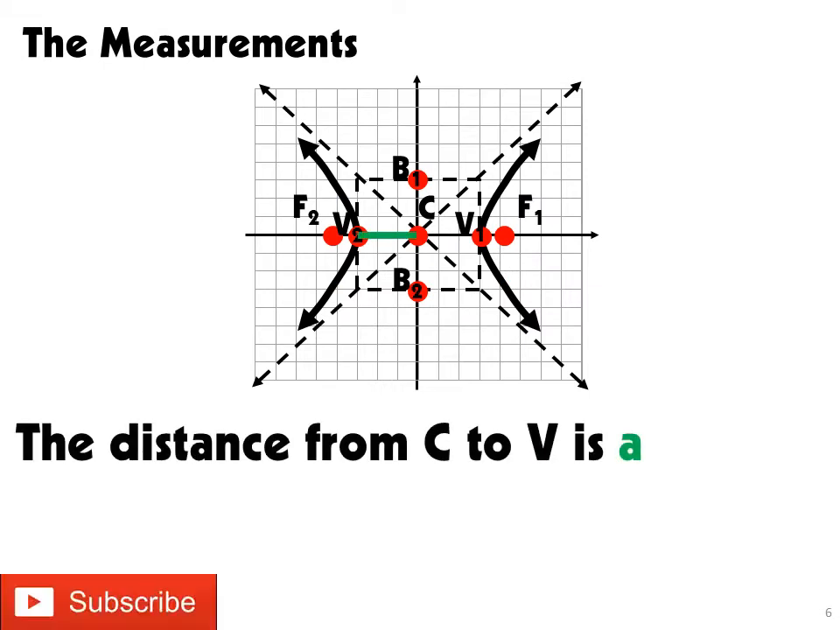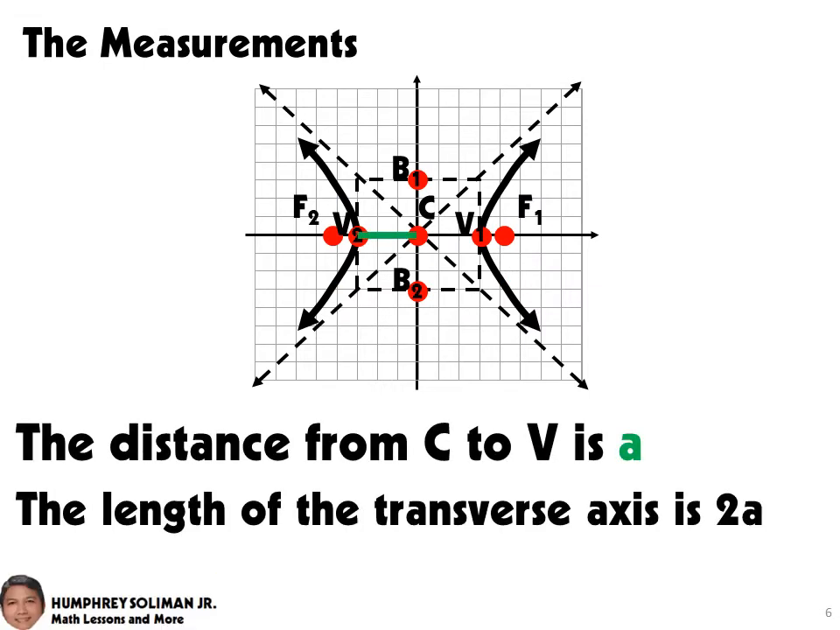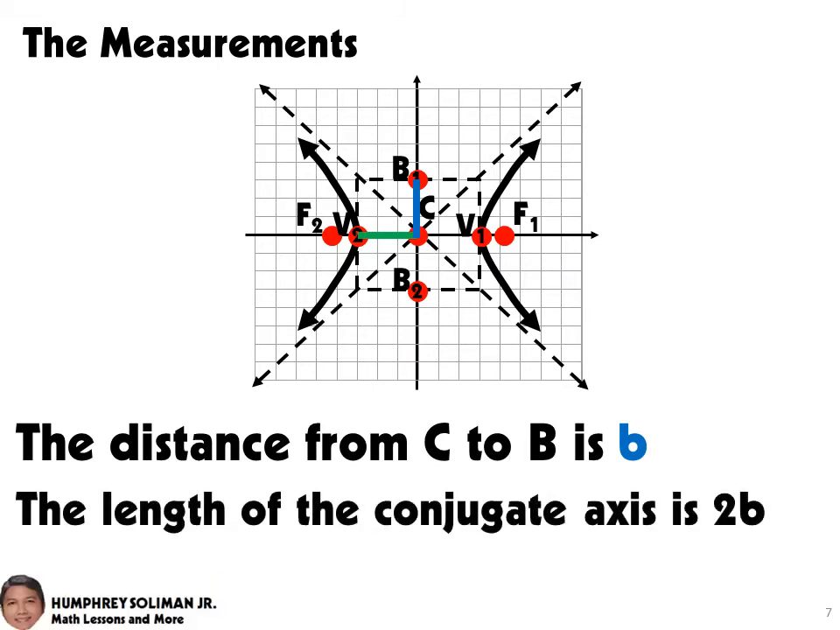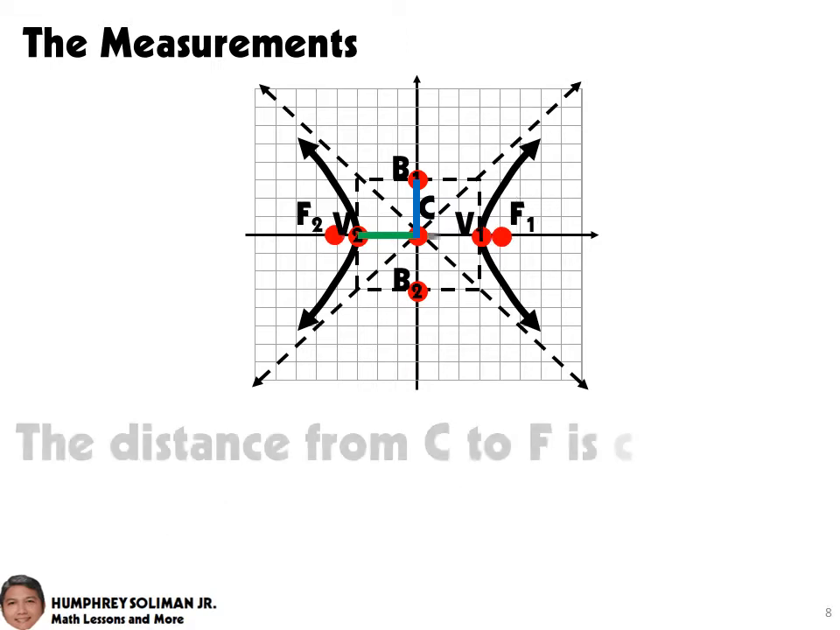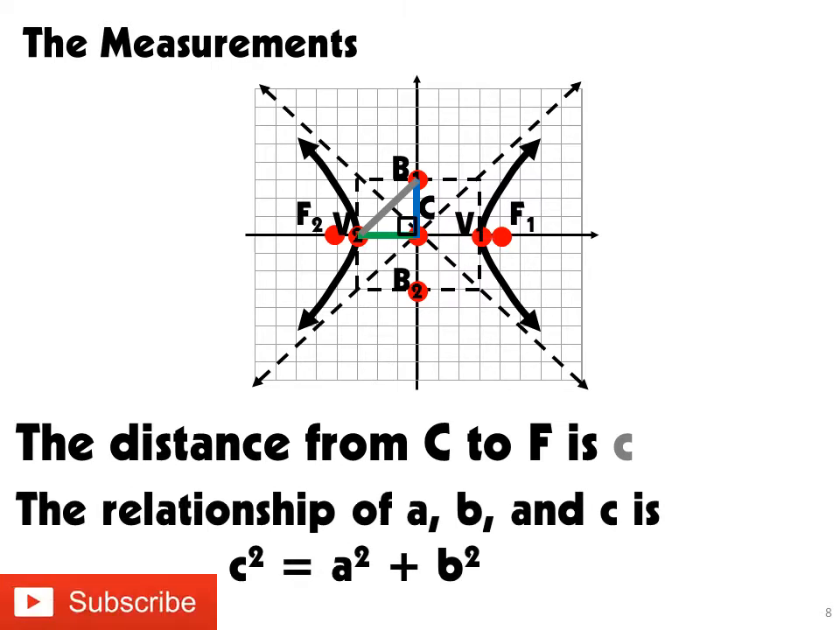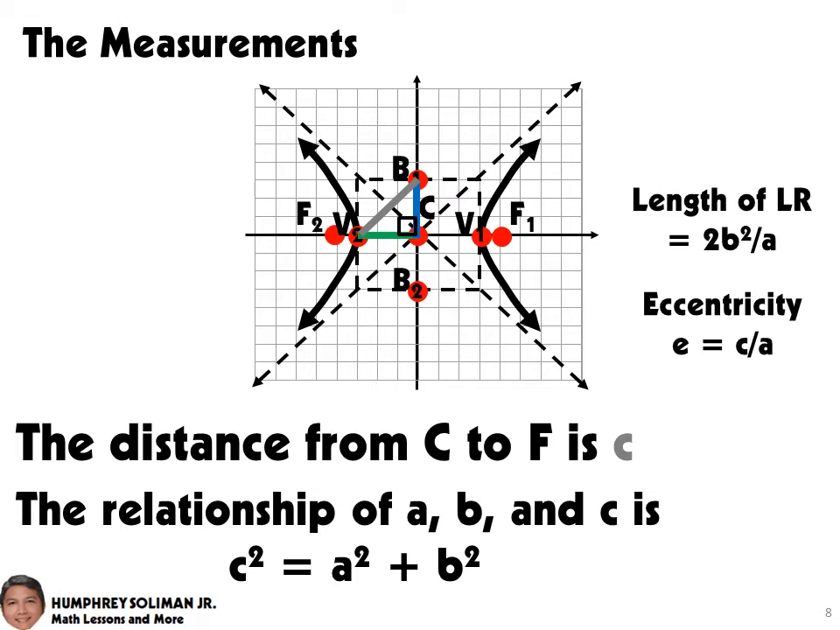The distance from the center to any vertex is a. This means the length of the transverse axis is 2a. The distance from the center to any extremity of the conjugate axis is b. This means the length of the conjugate axis is 2b. The distance from the center to any focus is c. And the relationship of a, b and c is represented by the Pythagorean theorem, where c is the hypotenuse. The length of the LR is 2b squared over a, and the eccentricity is c over a.